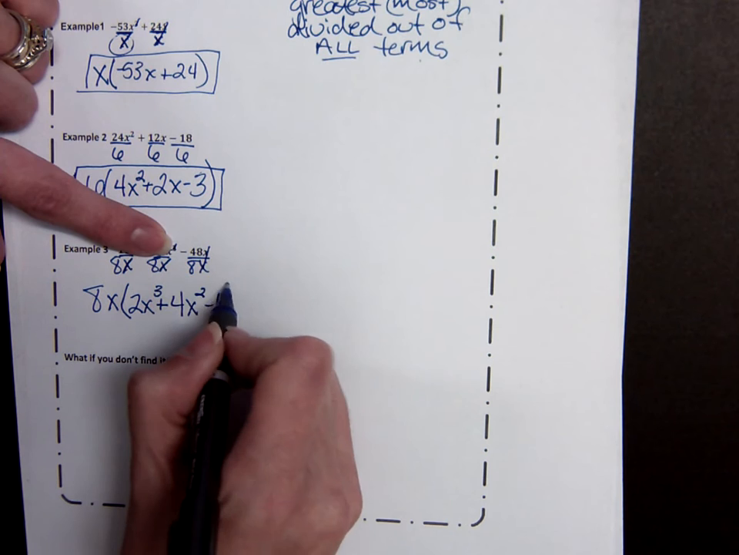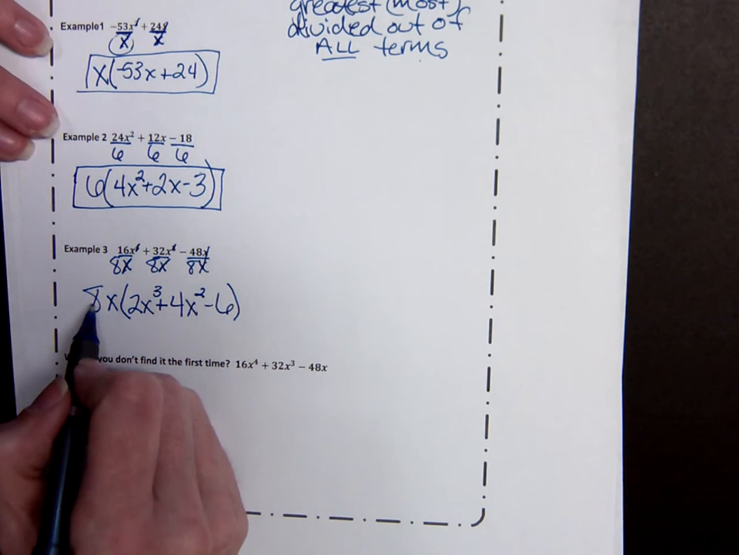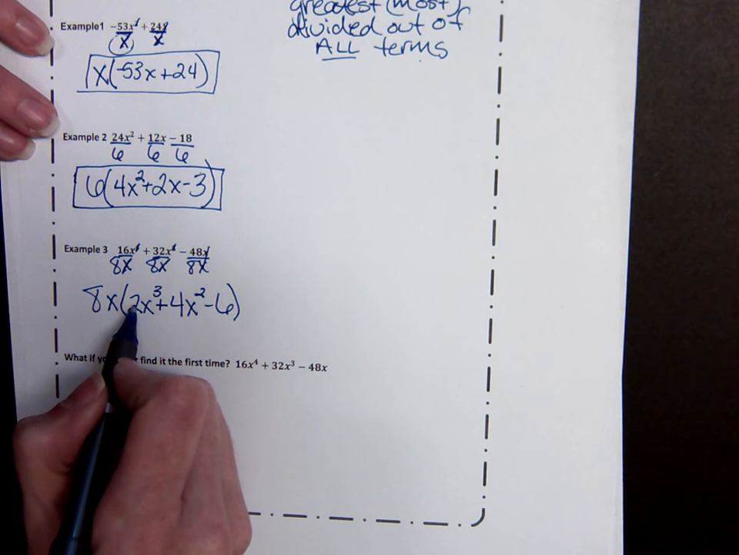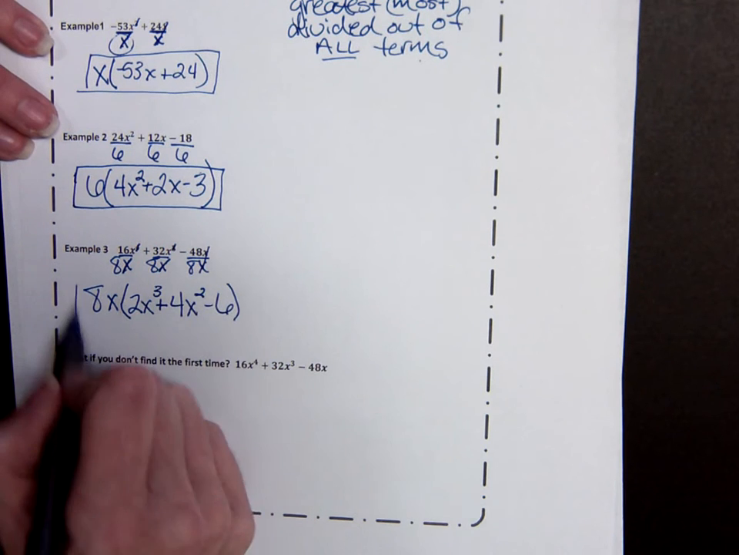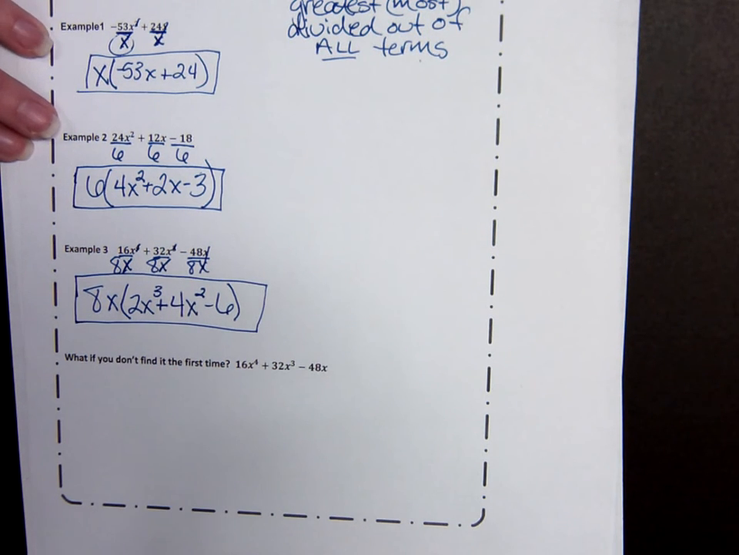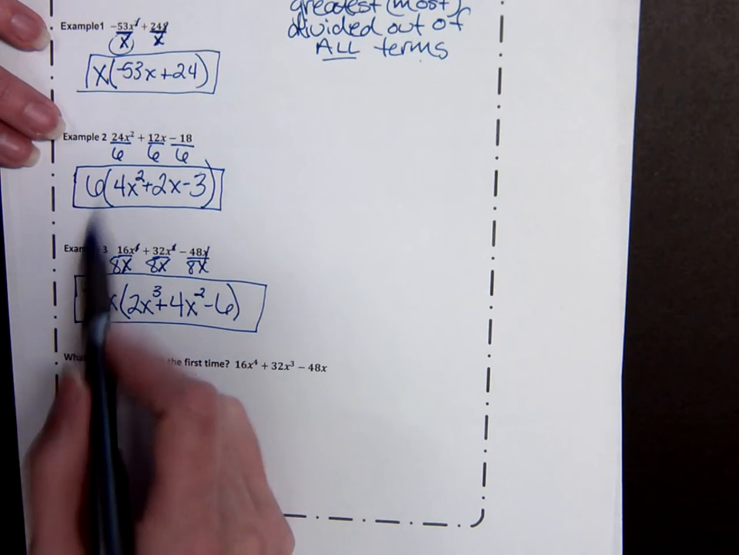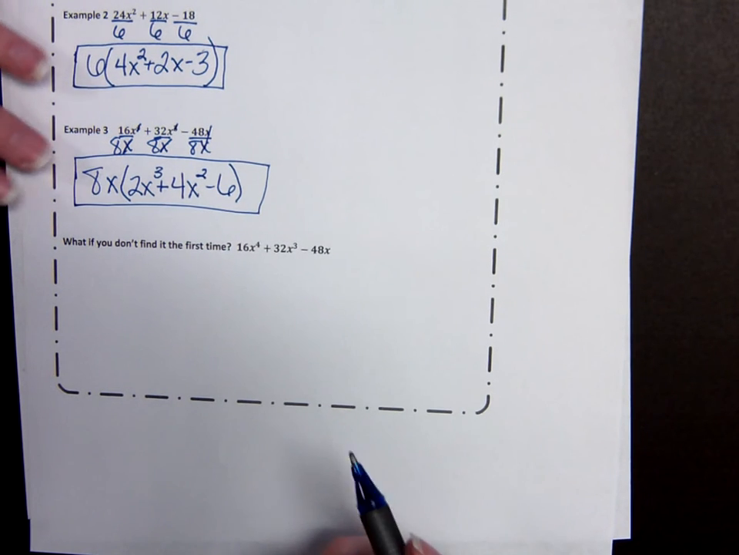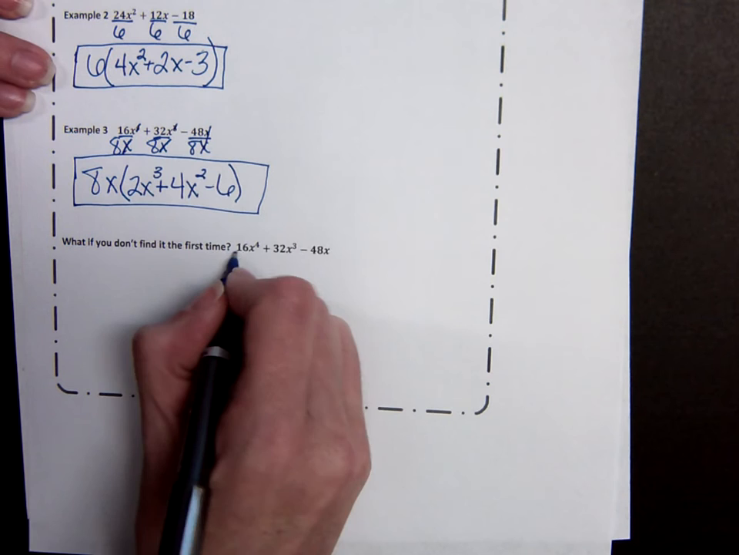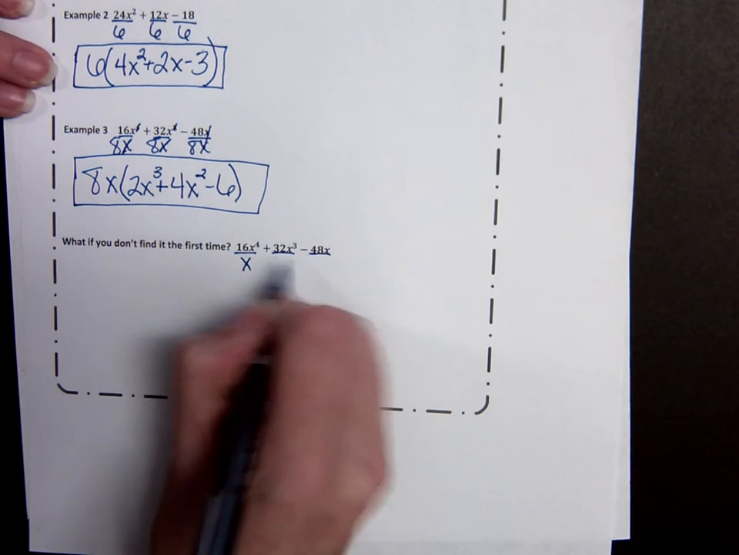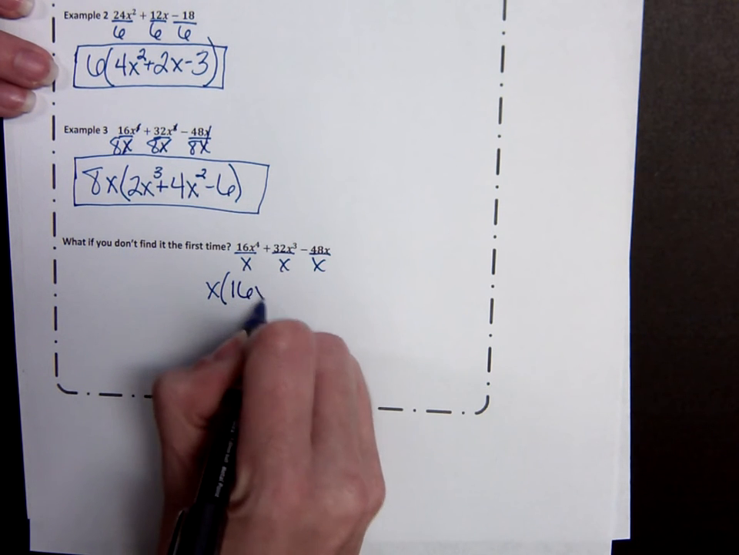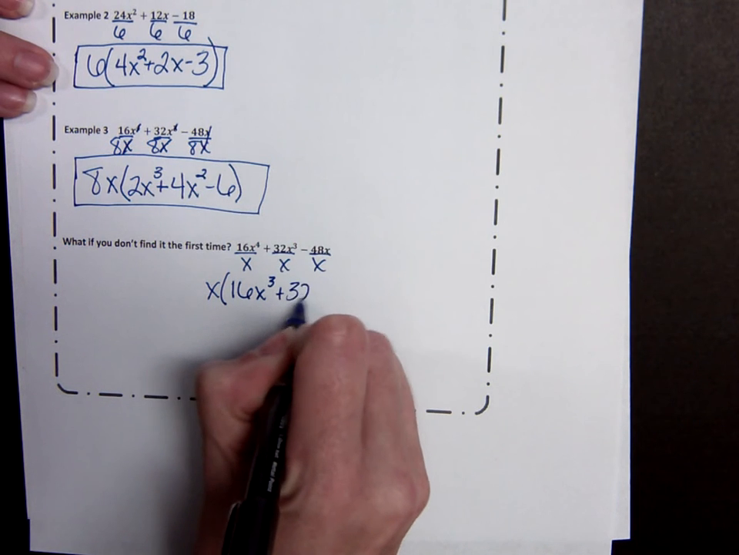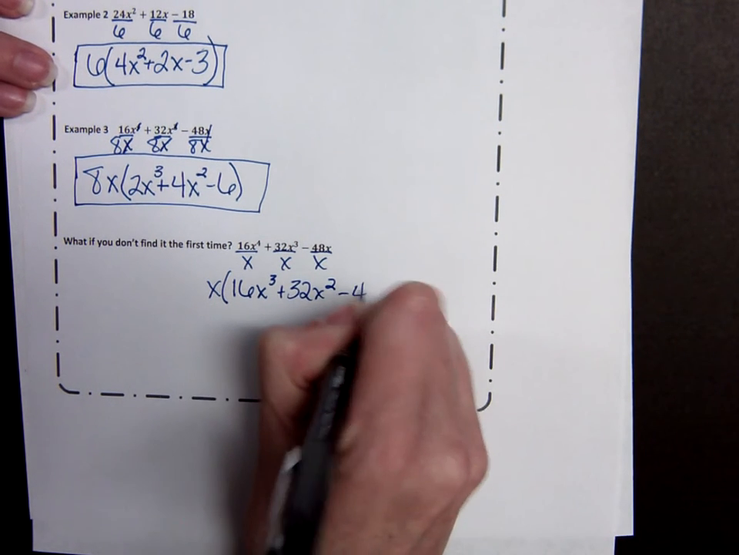X over x cancels out. So if we were to distribute this back in, 8 times 2 is 16. X times x cubed is x to the 4th. Every term results back in our original problem. Okay. Well, both of these times we were able to jump straight to 6 and 8. If you don't notice that right off the bat, that's okay. We're going to look at the same problem, but we're going to first take out the x. Maybe we just want to get that out of the way. So I'm going to put that here, and then it leaves 16x cubed plus 32x squared minus 48.